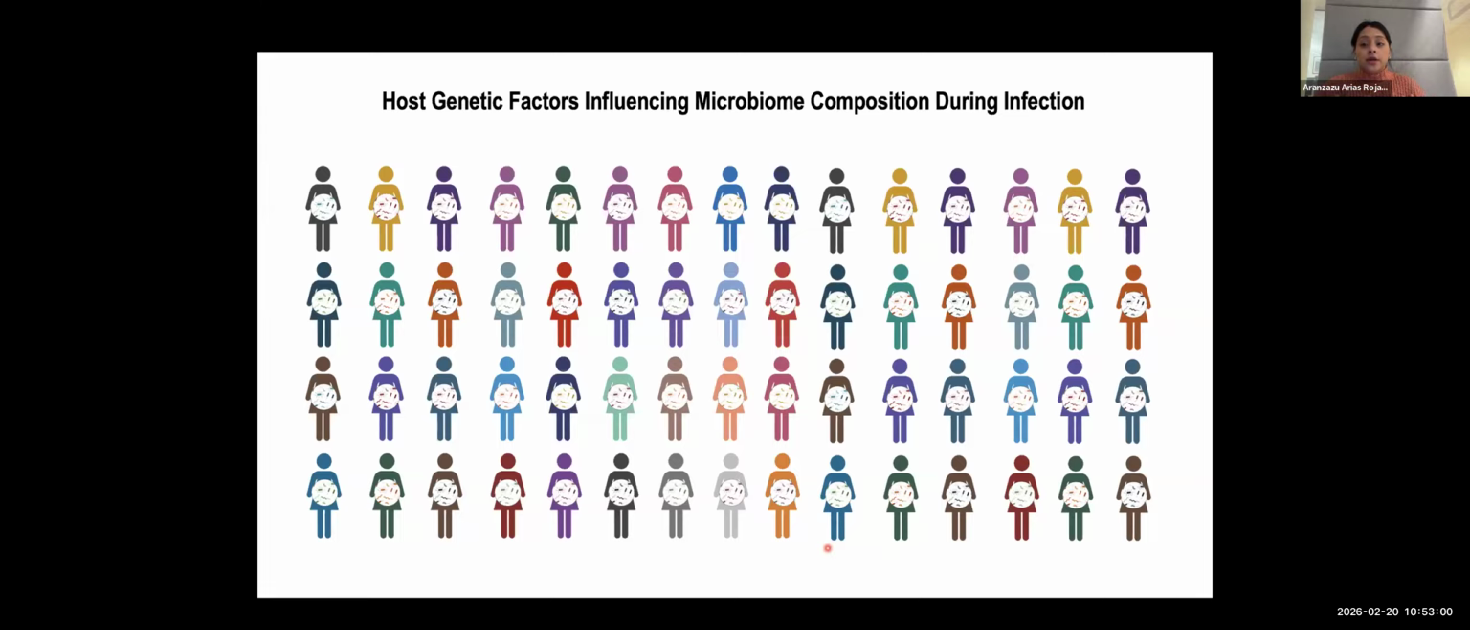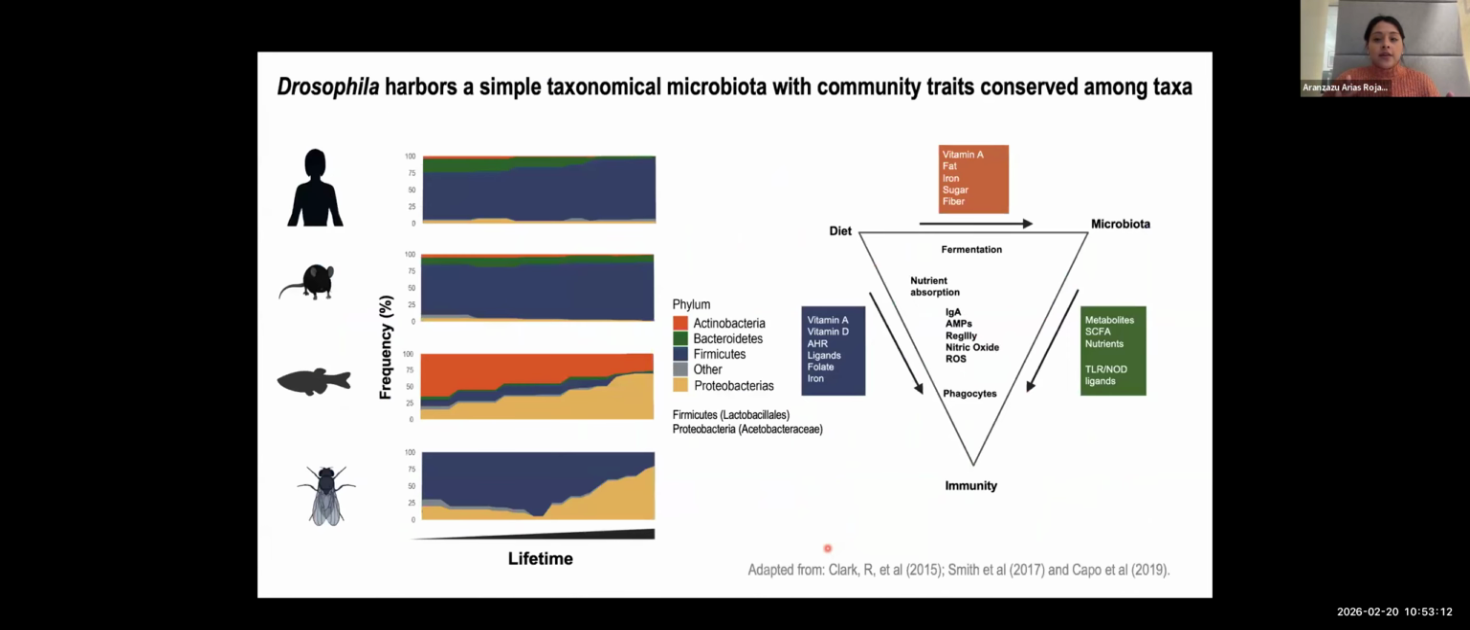Now the tools are out there to make this more accessible in humans, and there are a lot of efforts trying to understand this more deeply. But let's start talking about how host-microbe interactions happen in different hosts.